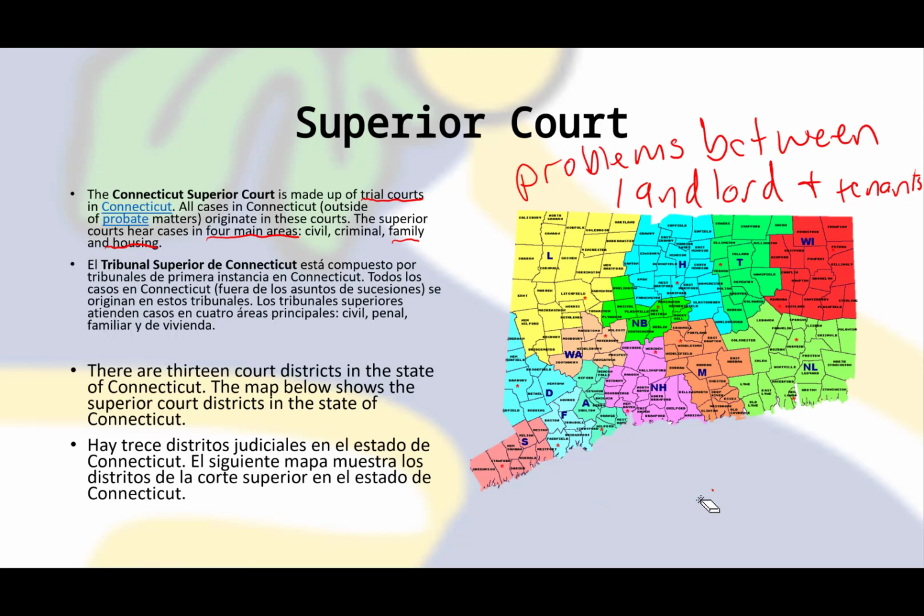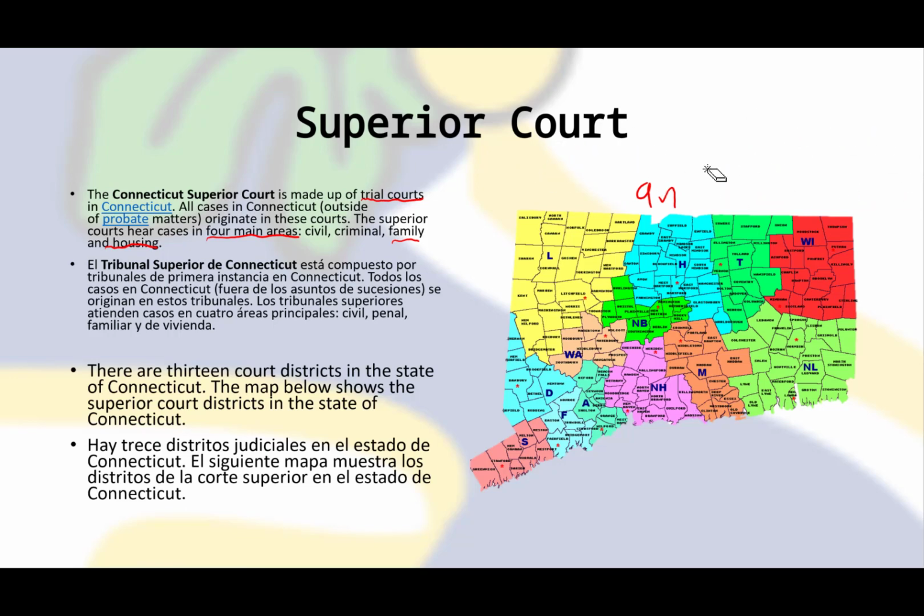In the state of Connecticut, there are 13 districts. Here's a map of all 13 districts. Meriden actually has its own courthouse. Normally, we would go visit, but because we can't go this year, we won't be visiting, which makes me sad because I enjoy the trip and the students enjoy it too.